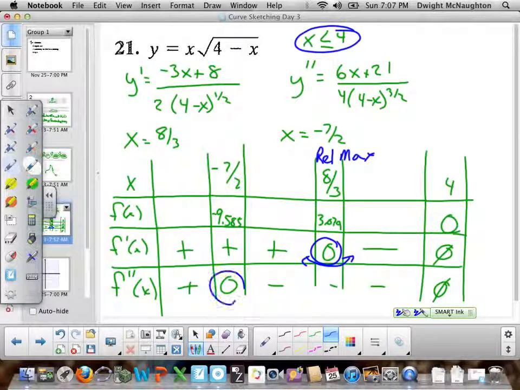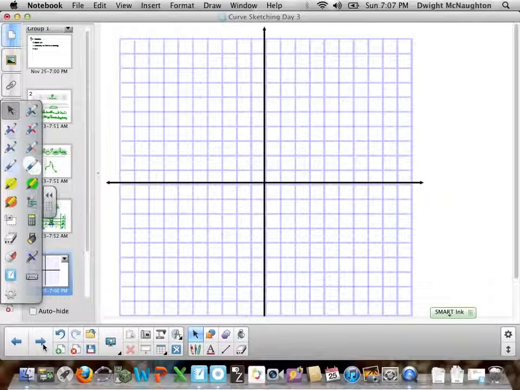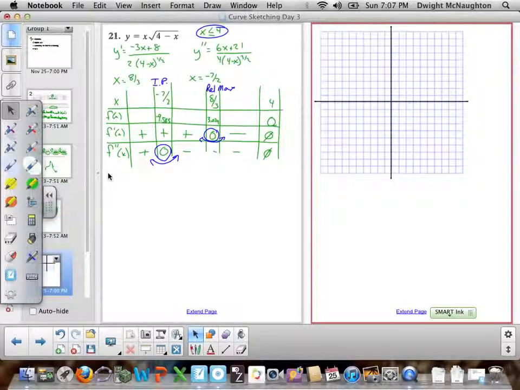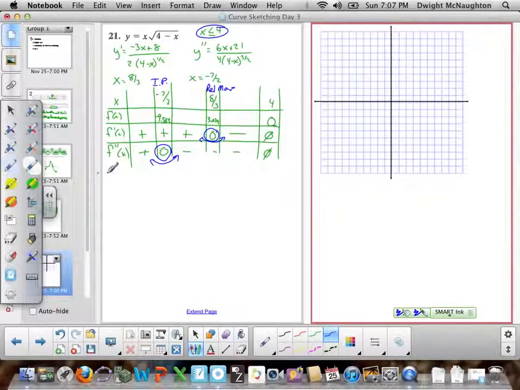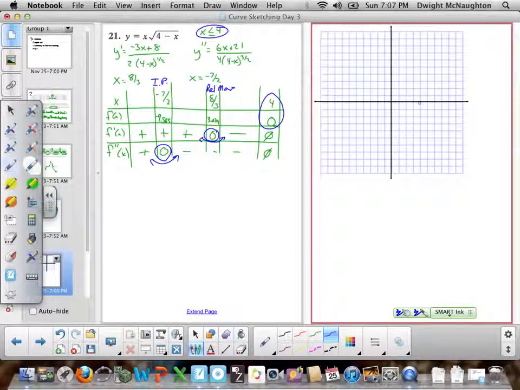Here, second derivative is 0, sign changes. Here we have an inflection point. So when we graph, we want to pay attention to those two things. So we'll graph. We need to see the information, so I'll go to dual page. My domain, x is less than or equal to 4. When x is 4, y is 0. So I'll plot that point, and nothing to the right of that will get plotted.